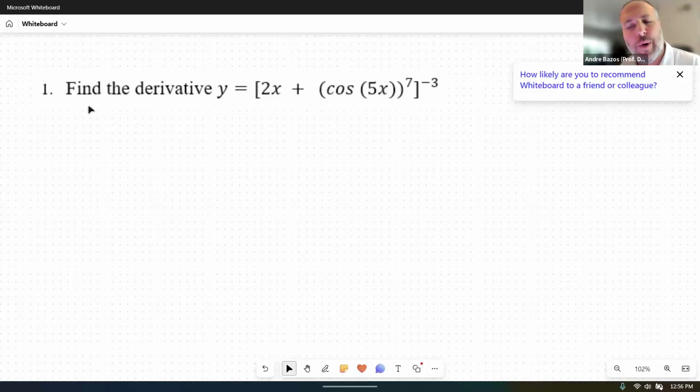Here we got the week 1 worksheet for Calc 2. First problem, we find the derivative. Find the derivative y equaling (2x plus cosine of 5x to the 7th power) all to the negative 3rd power. So there's quite a bit to break down here in terms of the chain rule and what kind of rules we are using as we go. So let's go through it and try and understand it. And realize that you can always stop this video, try it yourself, and see what we come up with.